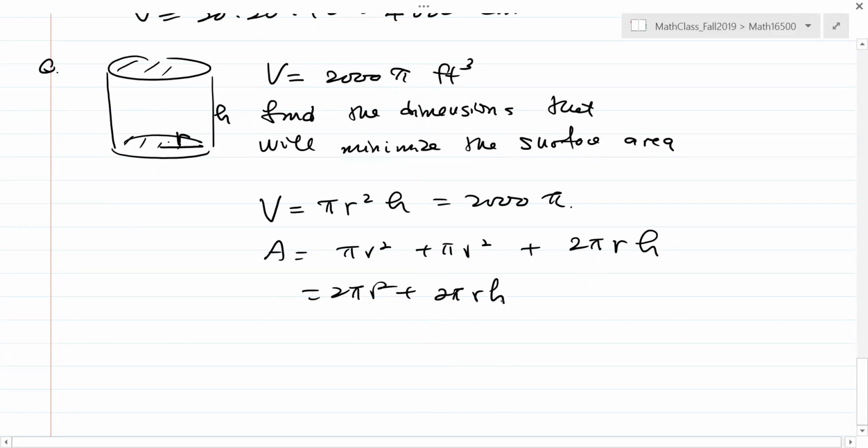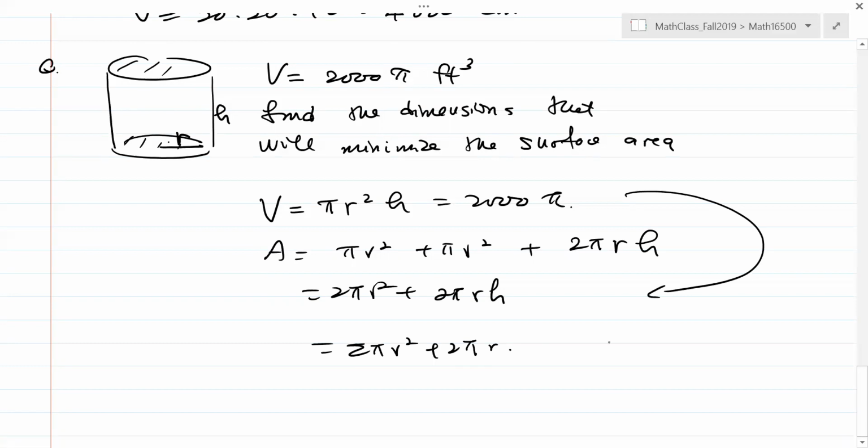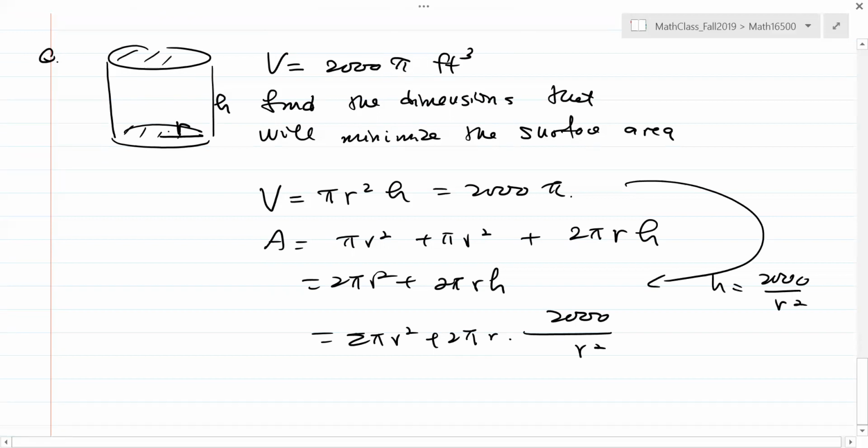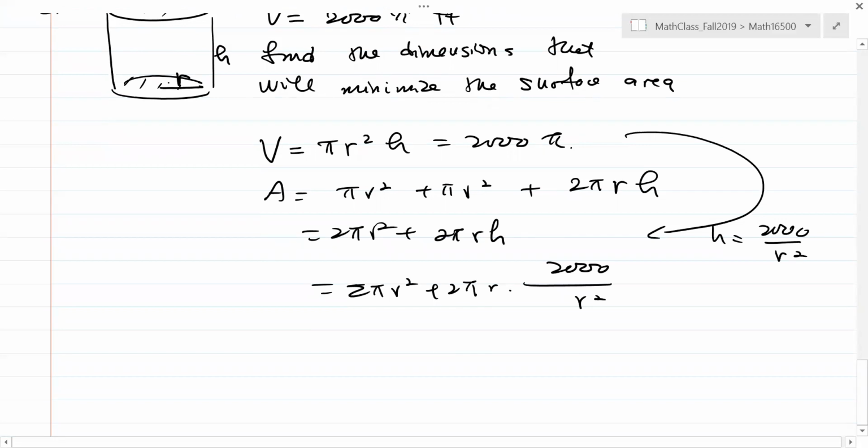All right, now I think you need to solve for h from this equation. So pi r squared h equals 2,000 pi, and h is going to be 2,000 divided by r squared. So now you get a single function in r, a single variable.